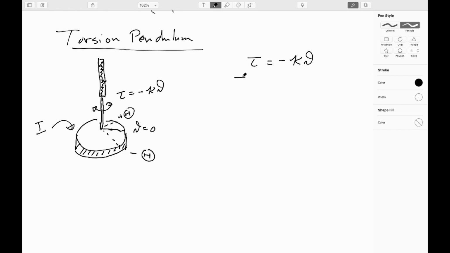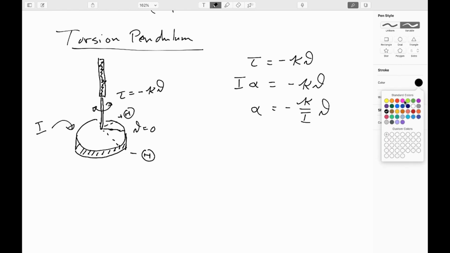By Newton's second law applied to rotations, the torque would also be equal to I alpha. So alpha would equal minus kappa over I times theta. And you go, hey, wait a minute. This is the form of a simple harmonic oscillator. We've got an acceleration of some sort here. We've got a position of some sort here. We have a minus sign. Those are all important. That means you can just plain stop. You know that this is a simple harmonic oscillator.